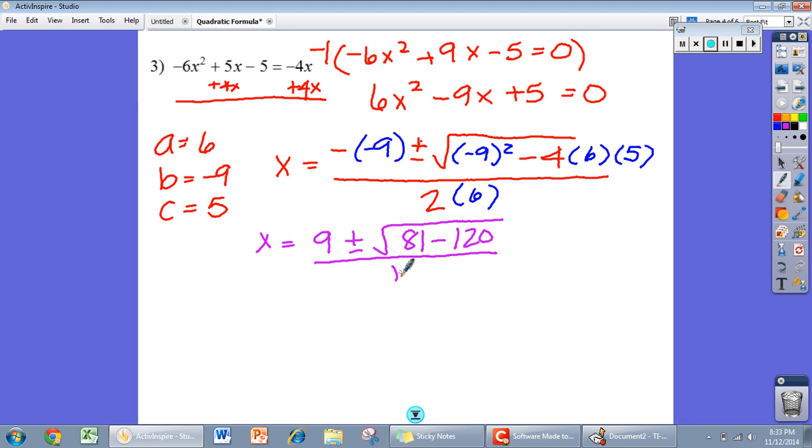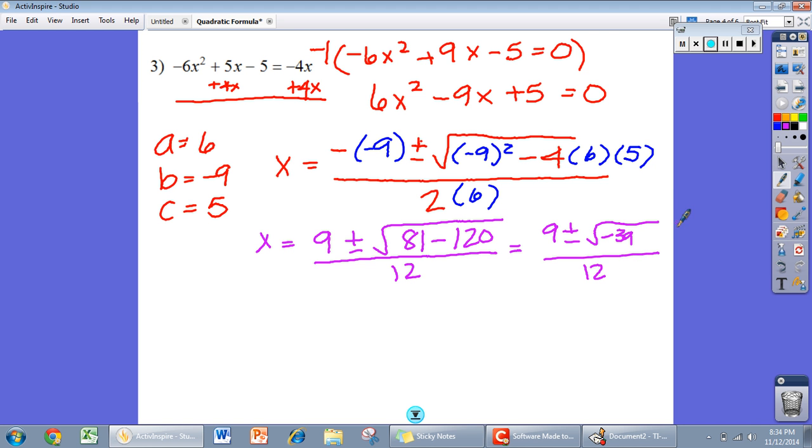All over 12. Notice how I'm just simplifying chunks, okay? If you want to put this whole thing, negative 9, parentheses 2, minus 4, parentheses 6, parentheses 5, all in at once into the calculator, that's totally fine. So we end up with 9 plus or minus square root of 81 minus 120 is a negative 39, all over 12.